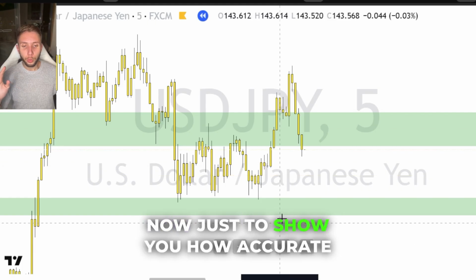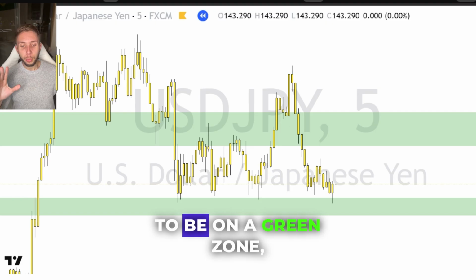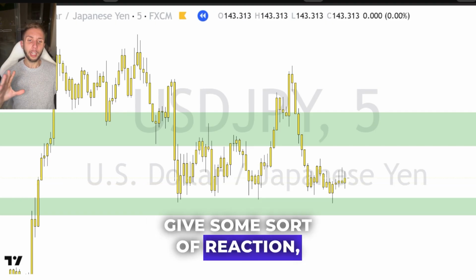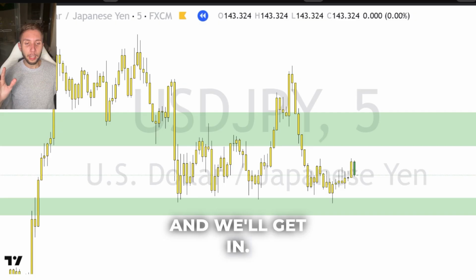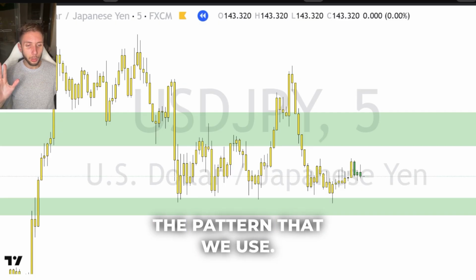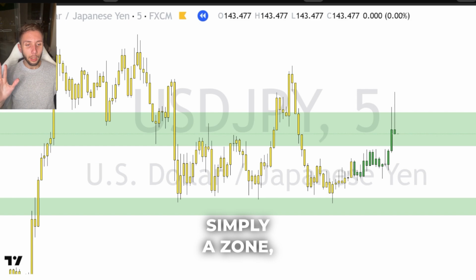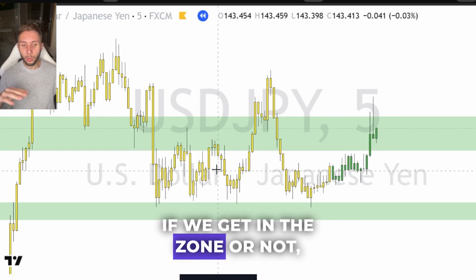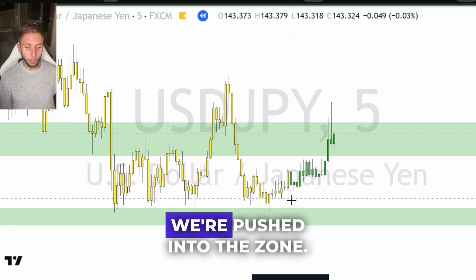Now, just to show you how accurate the zones in themselves are, we'll just wait for a green candle to be on a green zone, give some sort of reaction, seeing like it's launching to or from that zone, and we'll get in. We won't take into account the pattern that we use. We won't take into account any of that. We'll just take into account simply a zone, if we get in a zone or not, and what we react from that. And just off the bat here, we can already see we pushed into the zone.